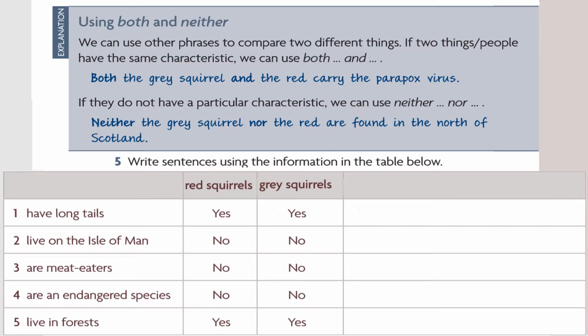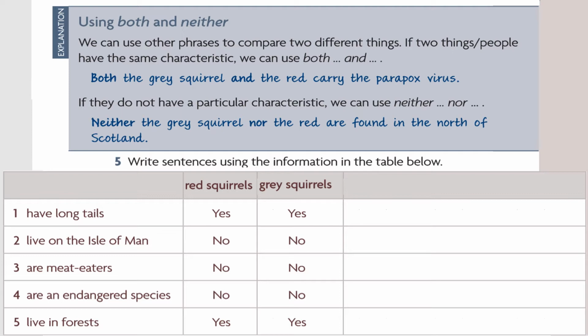Using both and neither. We can use other phrases to compare two different things. If two things or people have the same characteristic, we use both and. Both the gray squirrel and the red carry the parapox virus. If they do not have a particular characteristic, we can use neither nor. Neither the gray squirrel nor the red are found in the north of Scotland.